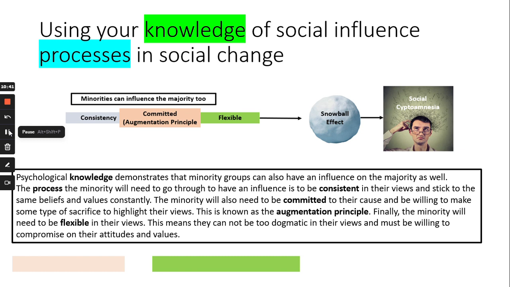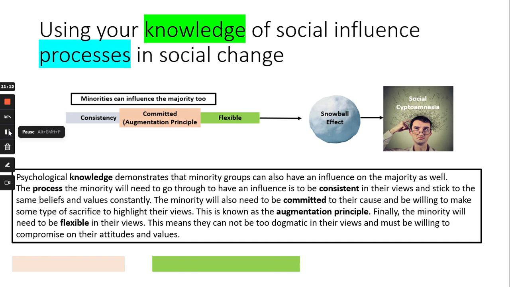Finally, the minority will need to be flexible in their views. This means they cannot be too dogmatic in their views and must be willing to compromise on their attitudes and values. Now, if you've noticed here, I have not talked about the STEM at all, or the scenario about plastic waste usage, because you have to be systematic. That means you have to be structured in your answers in psychology. Okay, so I've just spoken about, here is all knowledge about what the minority needs to do. Very, very important. You have to break it up.